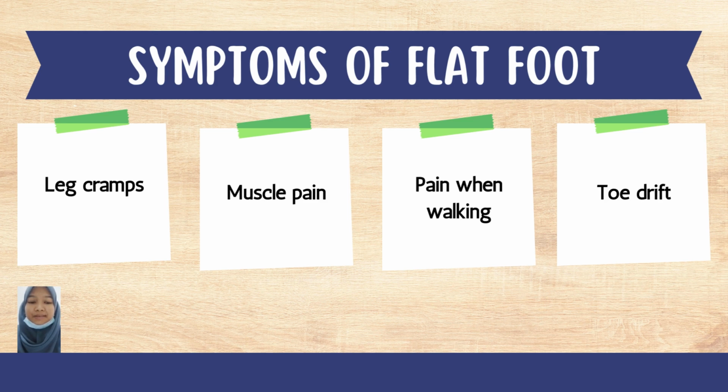And the next one is pain when walking or a change in your gait. That means how you walk will affect how you're walking. And the last one, the fourth one, is toe drift, where the front part of the foot and toes point outward. Then it can be painful for a person having this symptom.